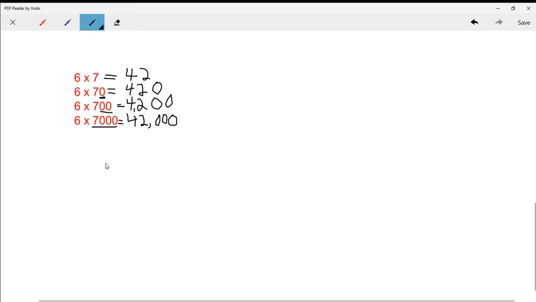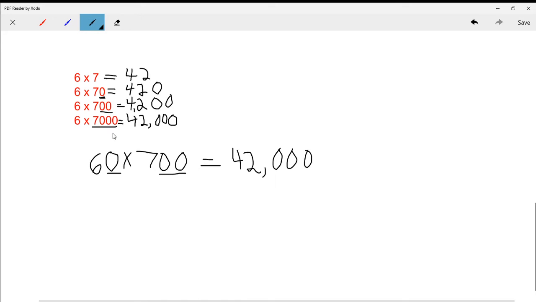Now, I also want to mention, let's say it was 60 times 700. We are still going to do the base fact, 42, and then we're going to add the zeros from both numbers. So that's 3 zeros, 1, 2, 3. So I just wanted to show that. But let me show you why this works. Okay?